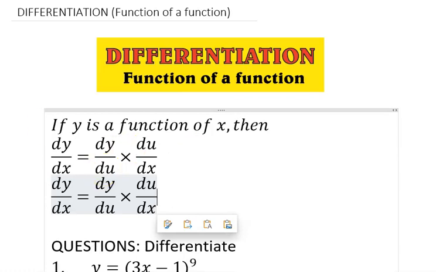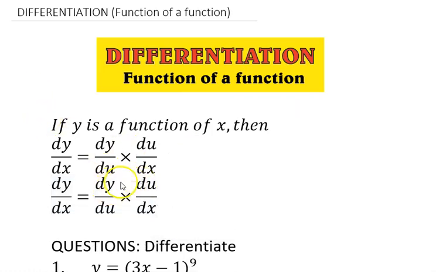For example, I'm just using it as an explanation. If you decide to cancel out this du, if du and du cancel out, you'll be left with only dy/dx. That's why we are making use of this. So we say dy/dx for function of a function is dy/du multiplied by du/dx, because du and du will cancel out, and you are still left with dy/dx. That is how this formula comes about.